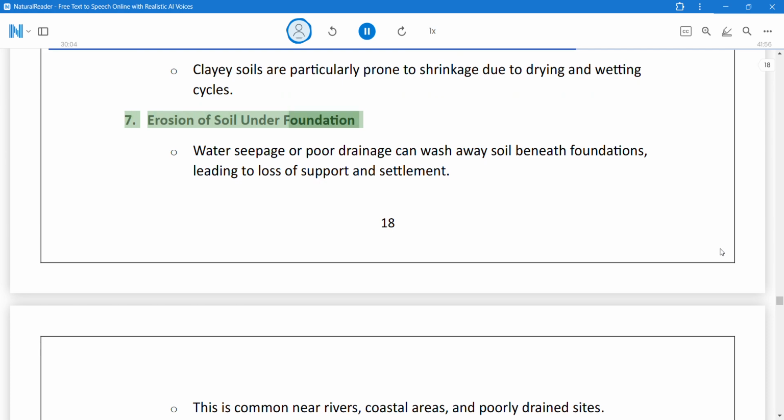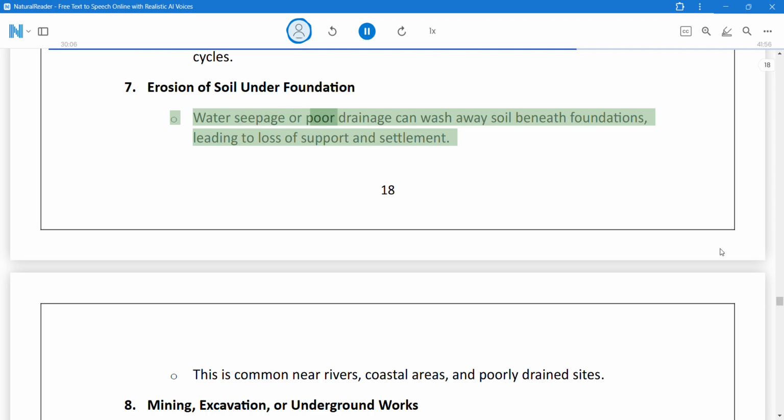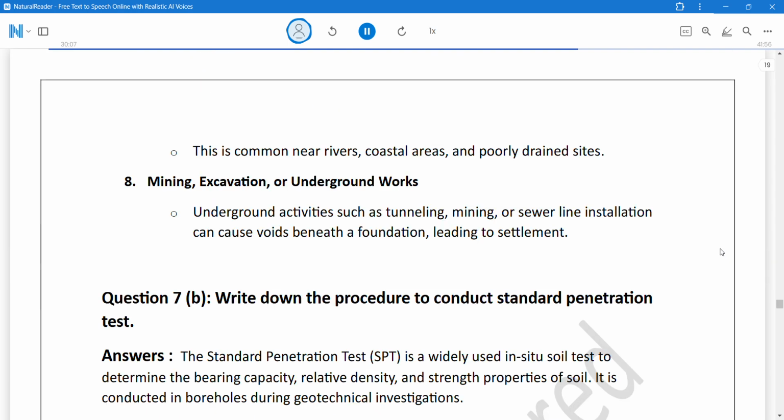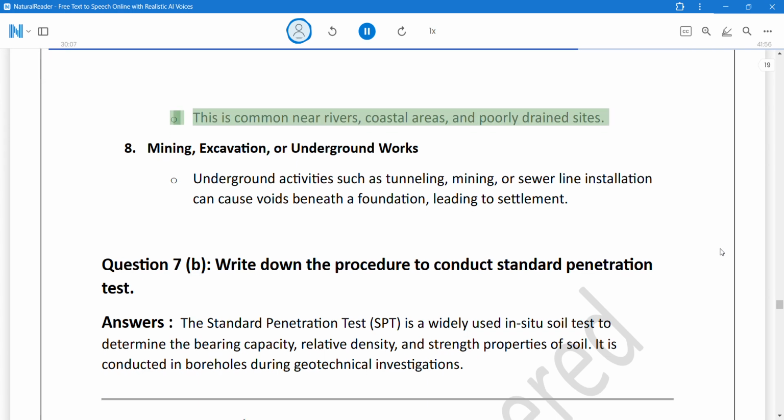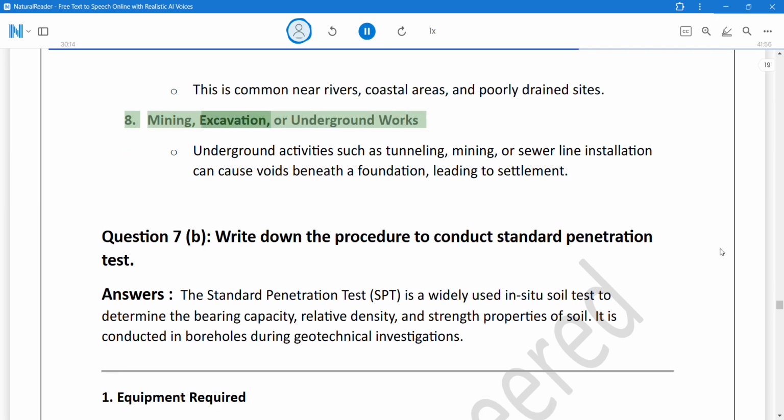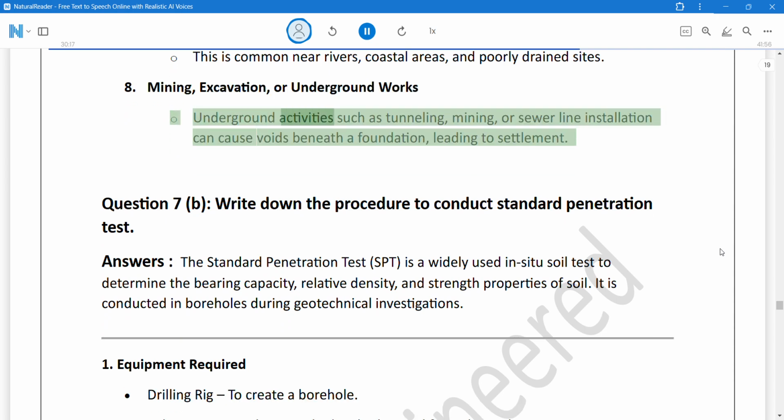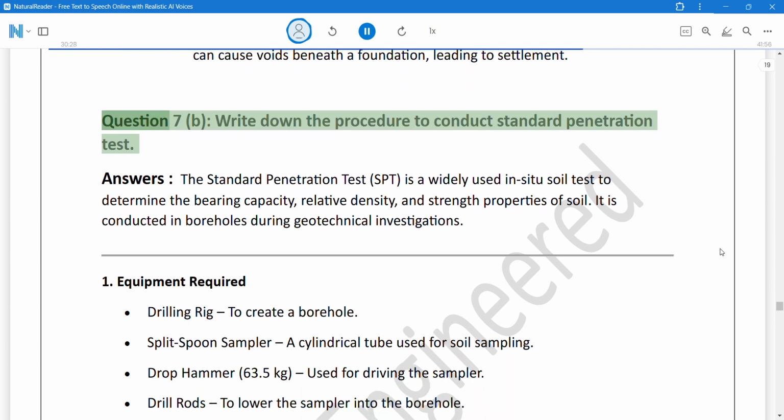7. Erosion of soil under foundation. Water seepage or poor drainage can wash away soil beneath foundations, leading to loss of support and settlement. This is common near rivers, coastal areas, and poorly drained sites. 8. Mining, excavation, or underground works. Underground activities such as tunneling, mining, or sewer line installation can cause voids beneath a foundation, leading to settlement.